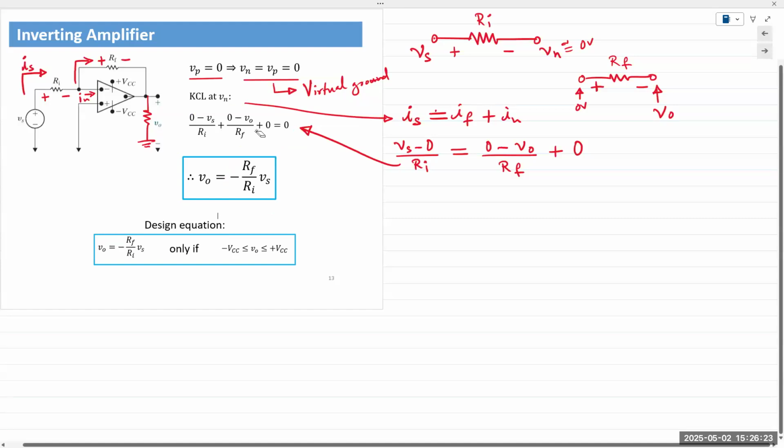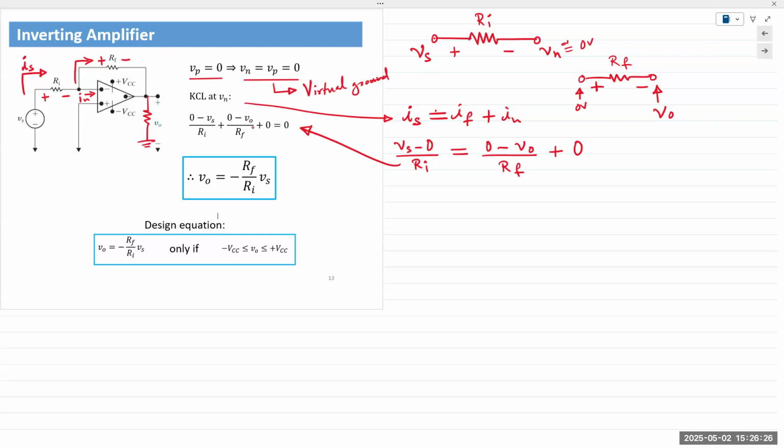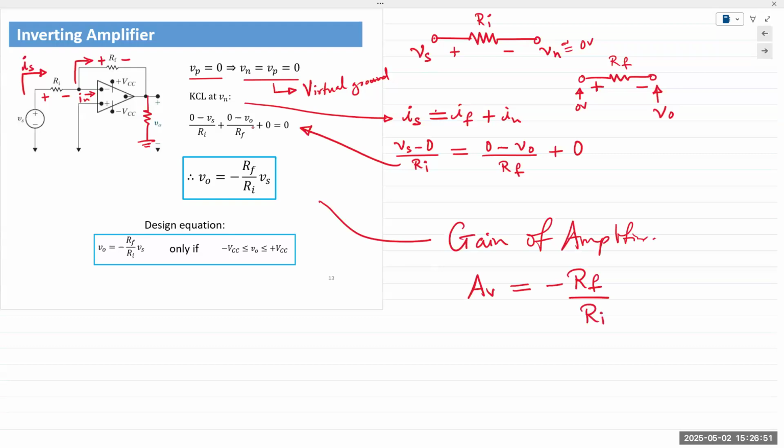Inverting amplifier. The gain of this amplifier, AV, where A stands for gain and V is for voltage, is equal to minus RF over Ri, the ratio of the feedback resistance to the input resistance. So that's a design parameter.